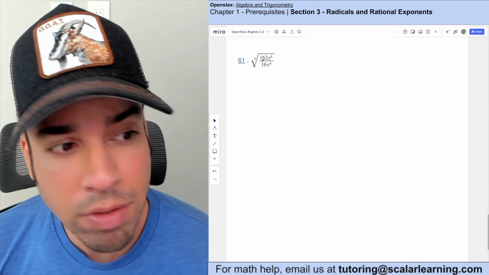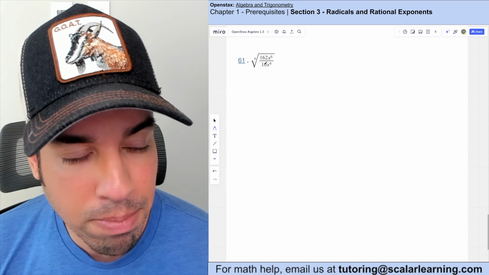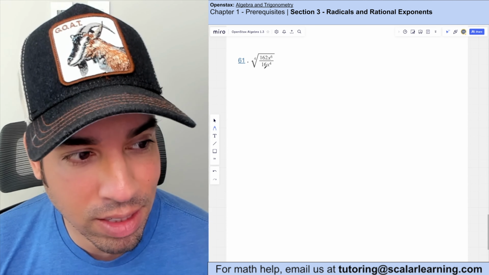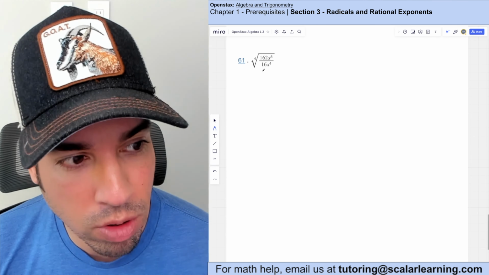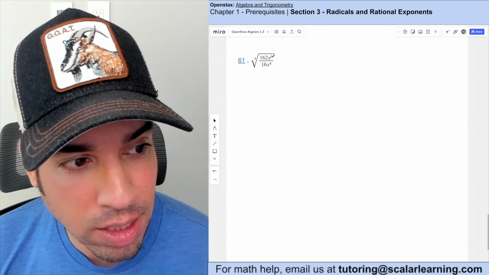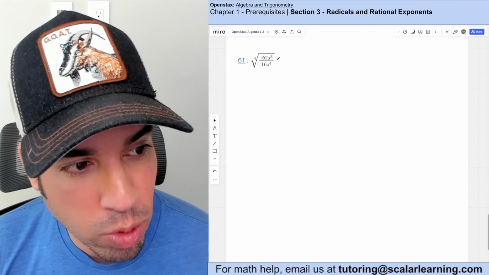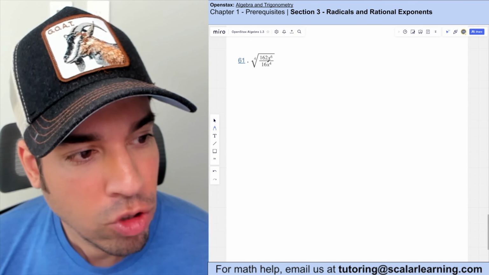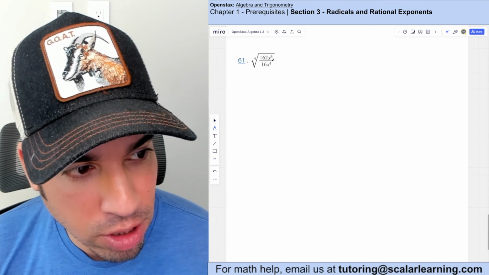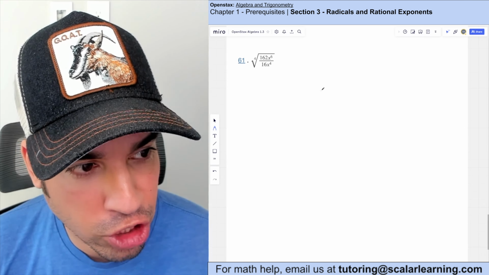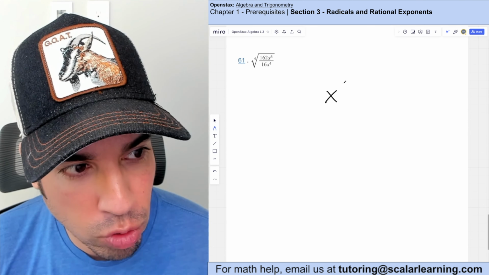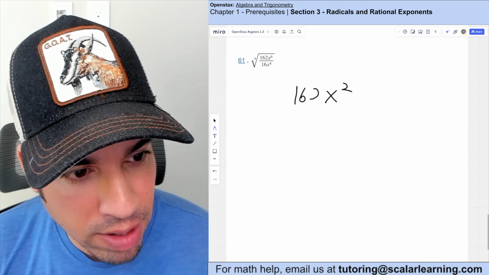In this case, I could divide the 162 and the 16 by 2, but I'm not going to do that because 16 is a perfect fourth power. But I will do it with the x to the 6th and the x to the 4th because it's going to remove the x completely from the denominator. So remember, when I have x to the 6th over x to the 4th, I subtract the exponents, which gives me 6 minus 4, which is 2. And that 162 I'll leave as is for now.